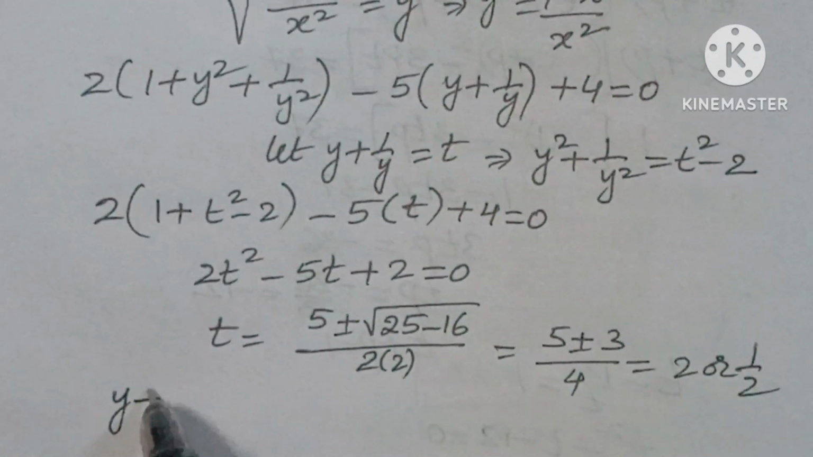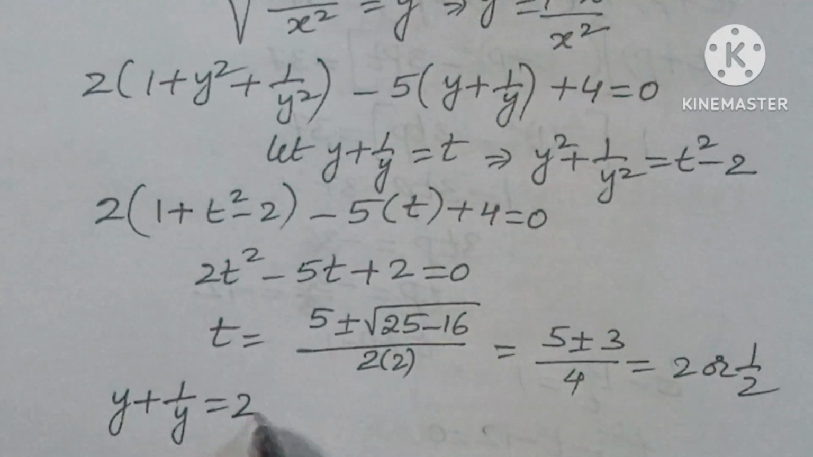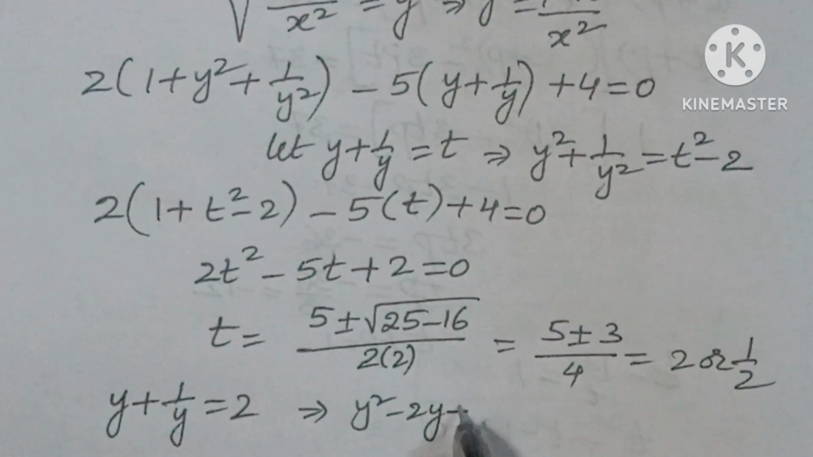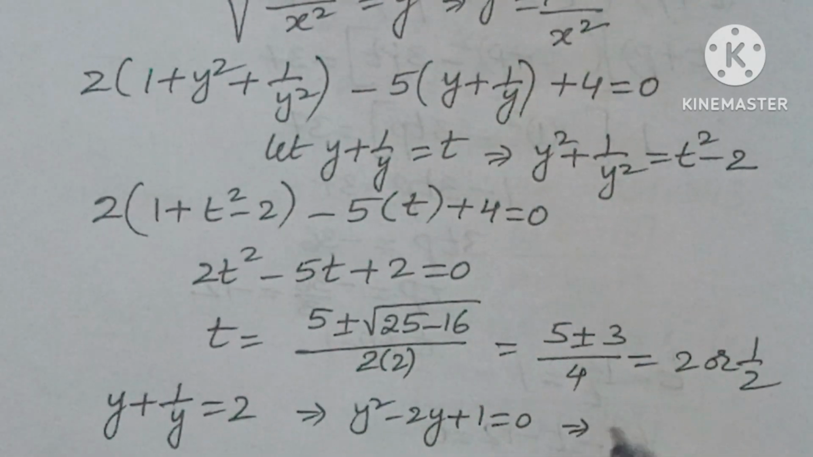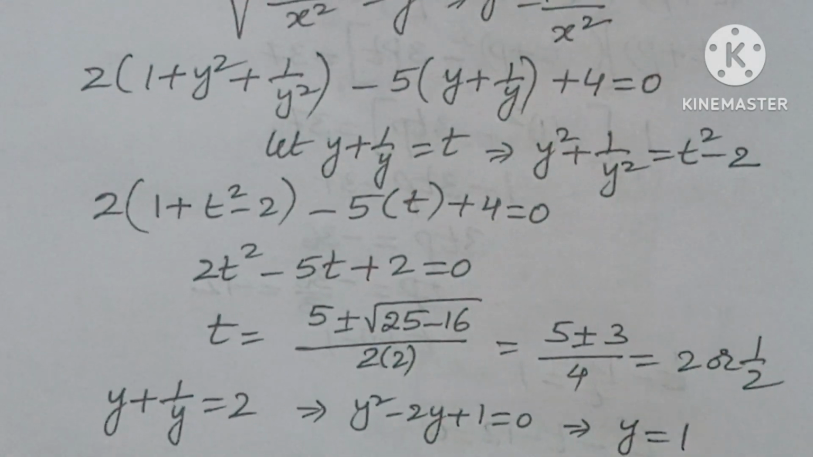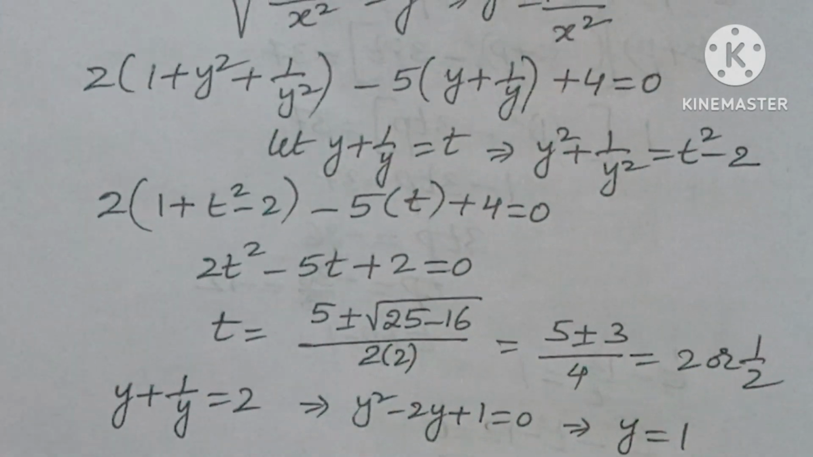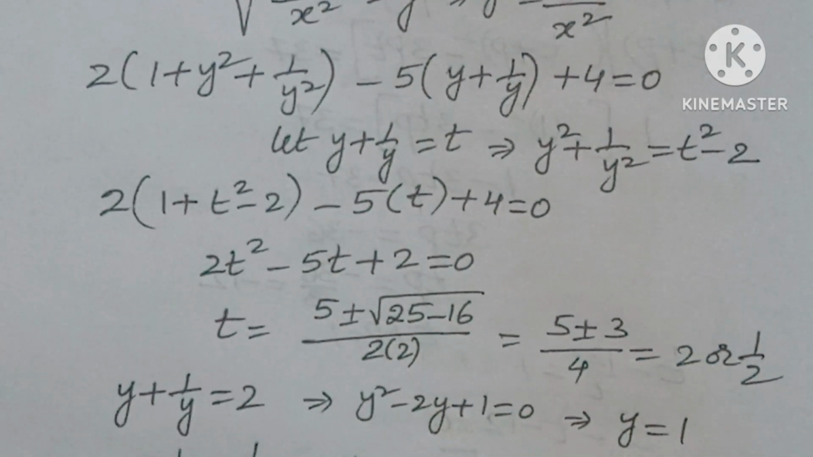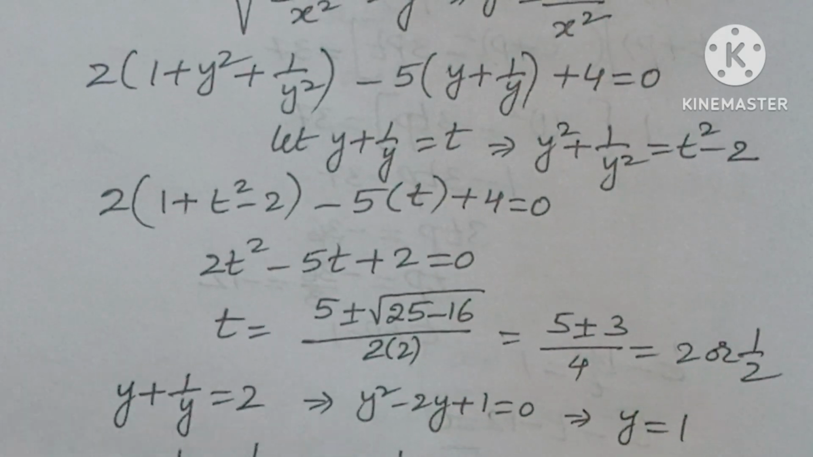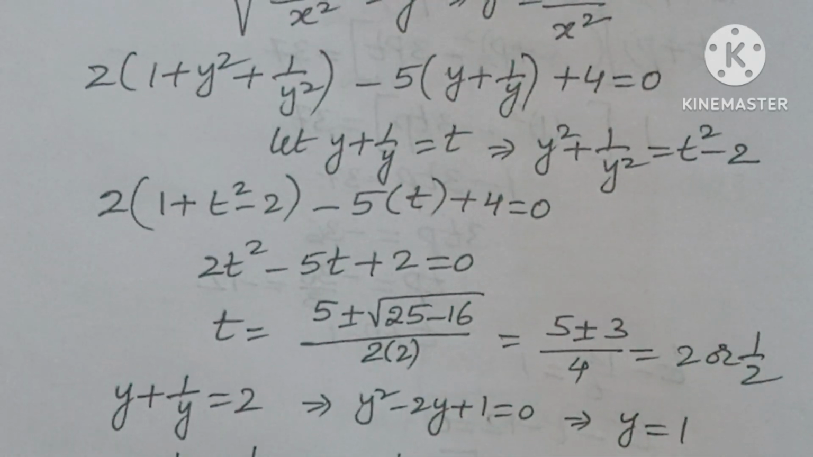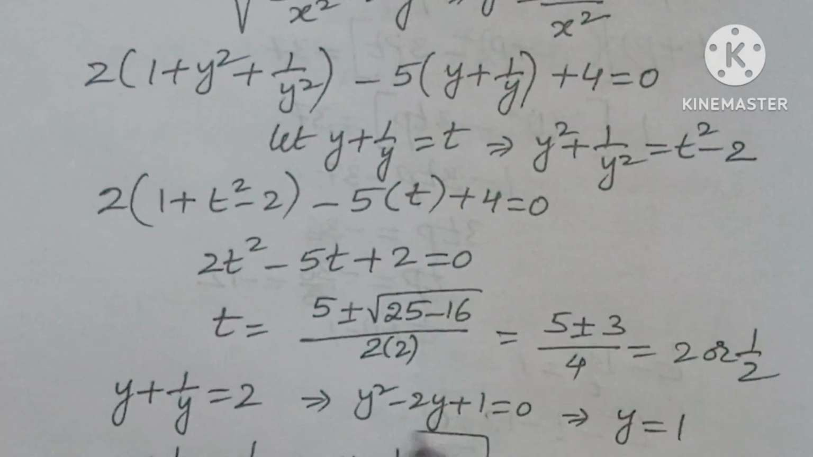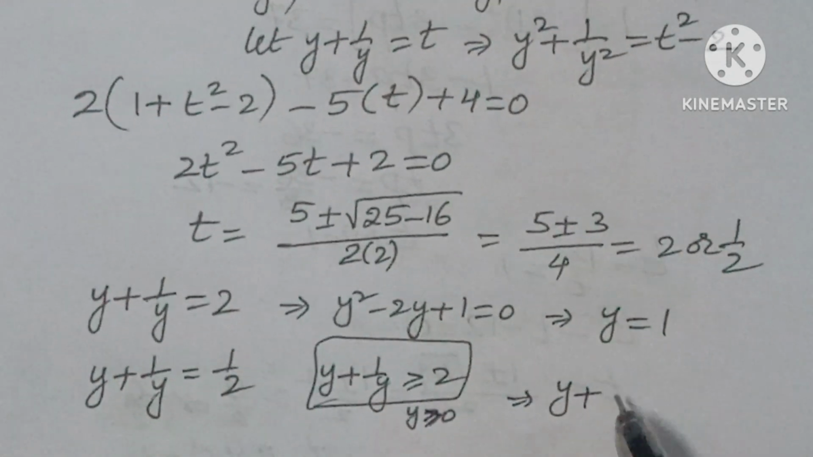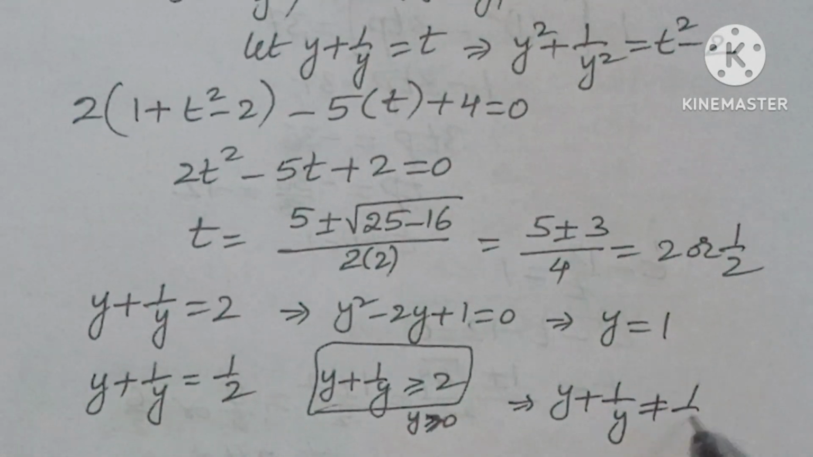Now replace t value, y plus 1 by y is equal to 2. So y square minus 2y plus 1 is equal to 0. That implies y is equal to 1. Now in the same way, the other value: y plus 1 by y is equal to 1 by 2. Y plus 1 by y is always greater than or equal to 2. Why? Because y is greater than 0. So here this value is not applicable. Y plus 1 by y is not equal to 1 by 2.